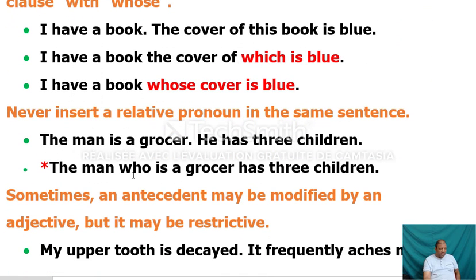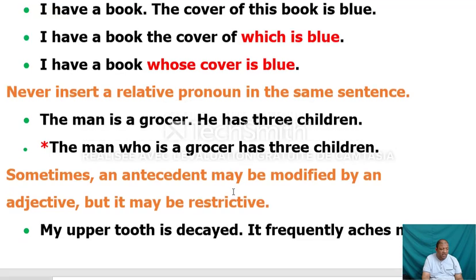The other one, never insert a relative pronoun in the same sentence. The man is a grocer. He has 3 children. The repeated words are the man, he. I have spoken about it before. Don't say the man who is a grocer has 3 children. No, it's incorrect. It is not acceptable. Therefore, the man who has 3 children is a grocer. You see, there is an asterisk.